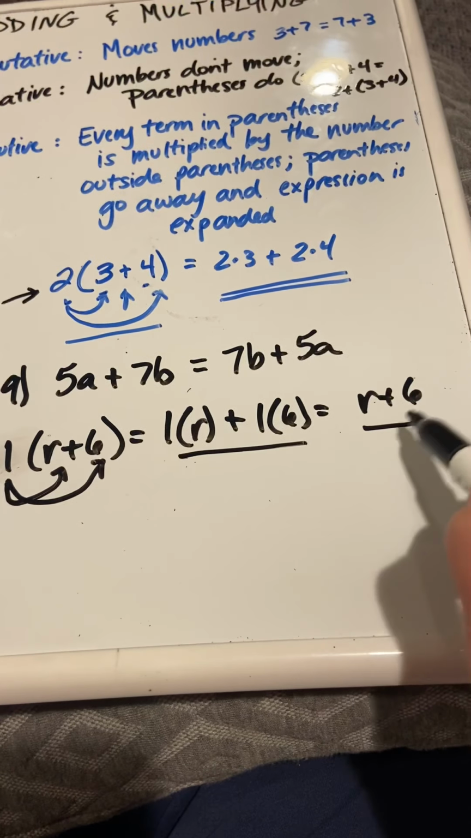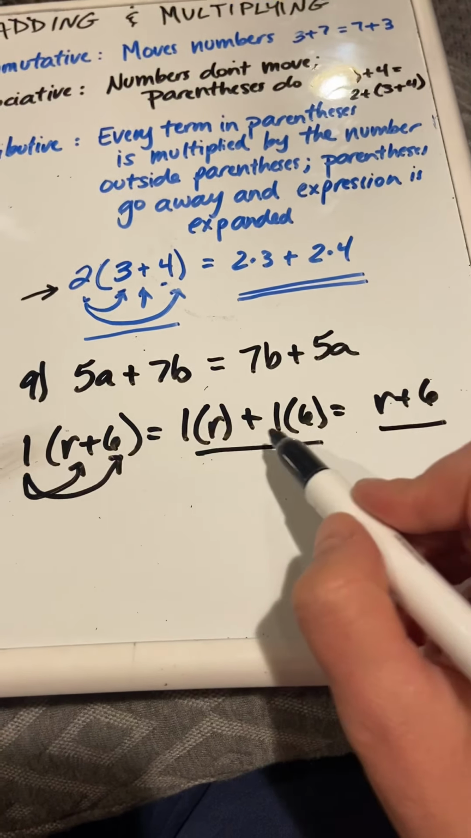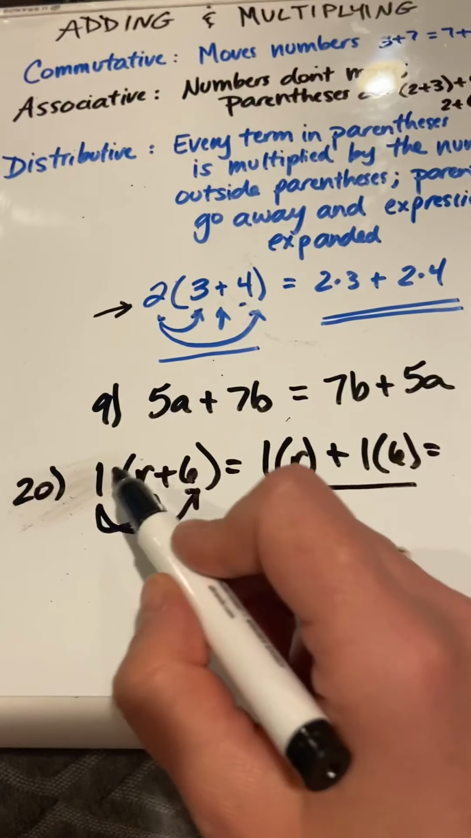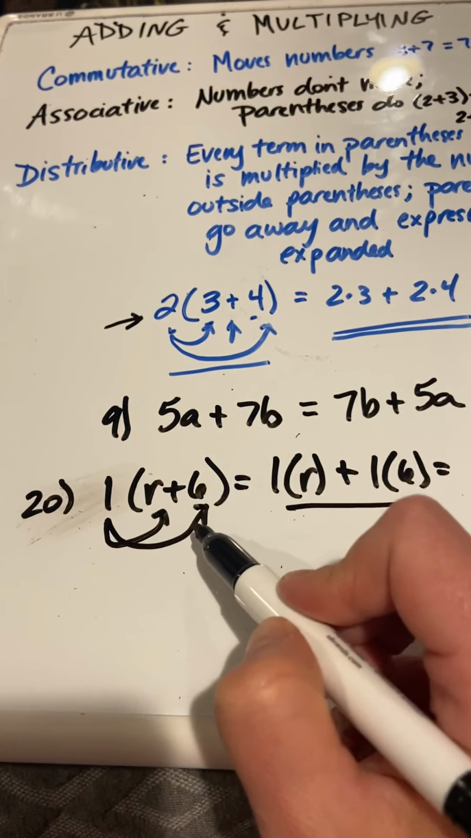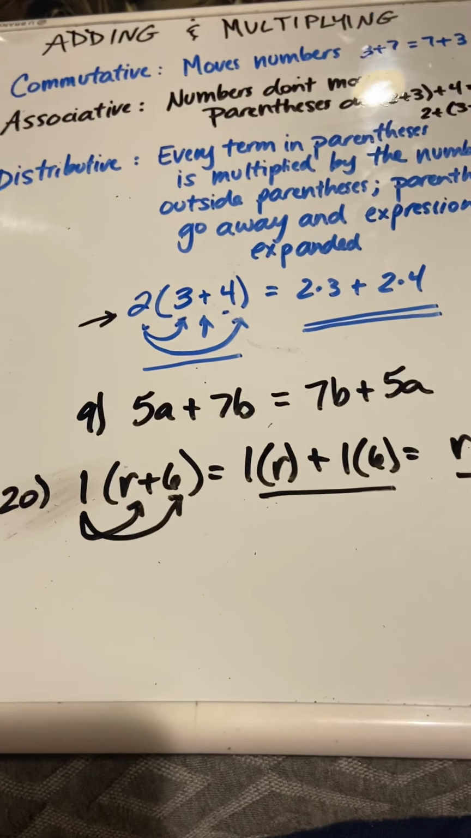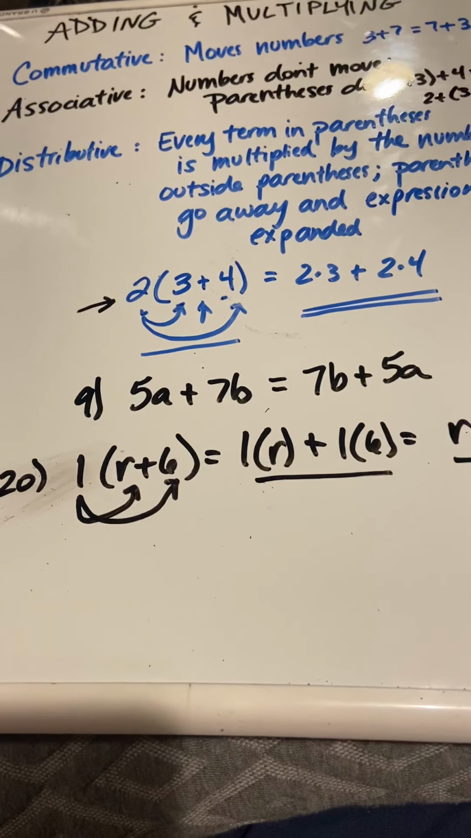Then this last part is just simplifying it. 1 times r is just r, and 1 times 6 is just 6. But we have used the distributive property here to rewrite our equation. And so that is an example of the distributive property.